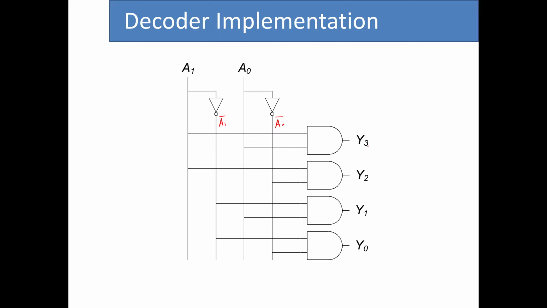As you can see, Y3 is the AND of A0, A1. Again, these are not connected, since there is no dot. Y2 equals A1 and A0 bar. Y1 equals A1 bar and A0. And finally, Y0 equals A1 bar and A0 bar.